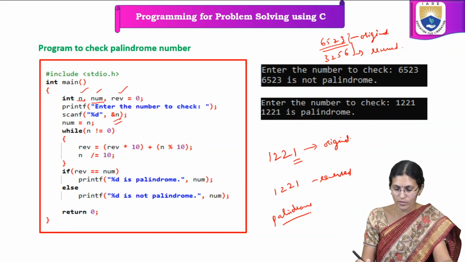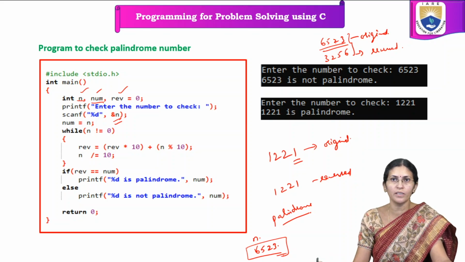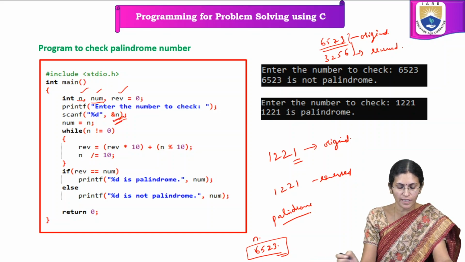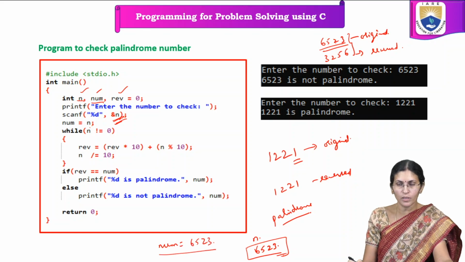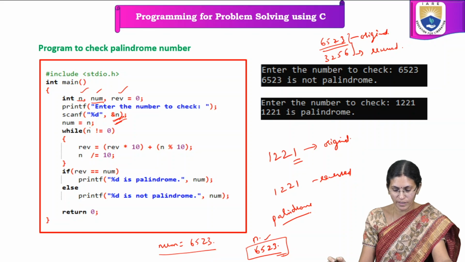Here n holds the integer value. Suppose we are entering 6523, so n is equal to 6523. That is read by using the scanf statement. Now num is also assigned the value n, so num is also equal to the same number, 6523. Num is equal to 6523, and n is the value entered by the user.